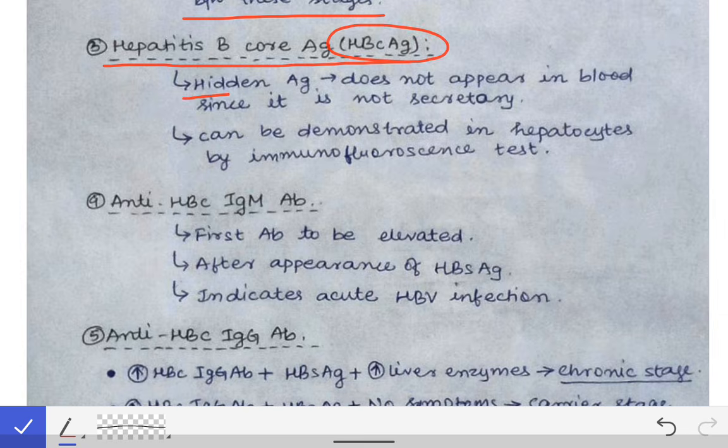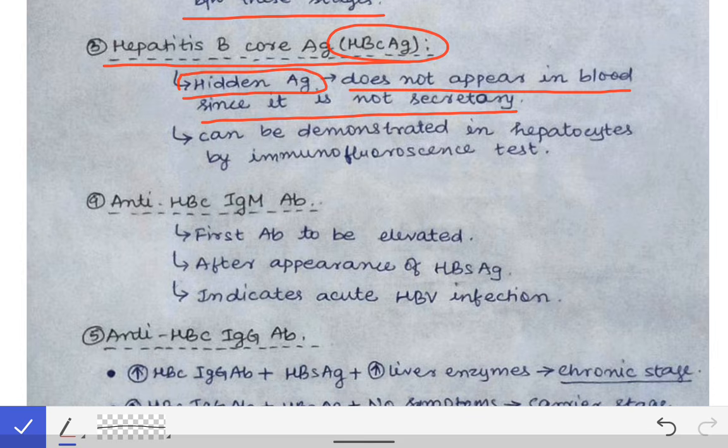Coming to the next antigen, that is the hepatitis B core antigen, otherwise known as HBc antigen. This is also known as the hidden antigen. Remember this point. Why is that so? It does not appear in the blood, because it is not a secretory antigen. So how can we detect this HBc antigen?